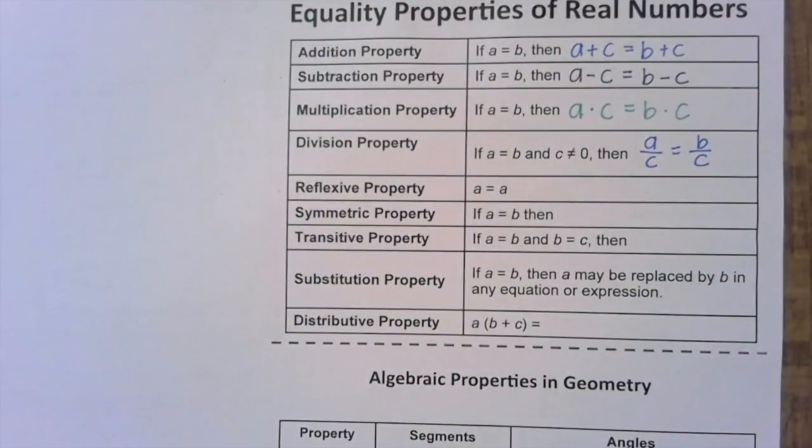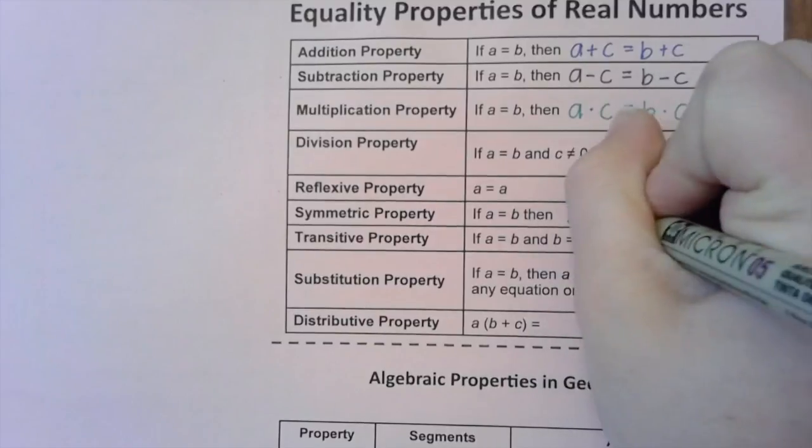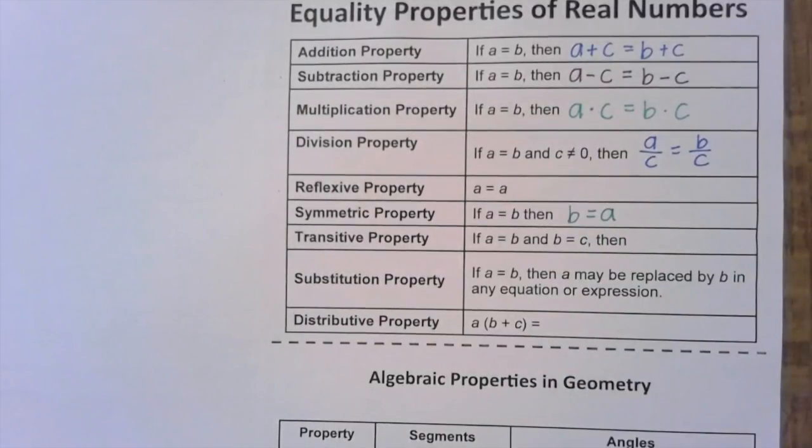Next we have the reflexive property, which is just that A equals A. So one thing equals itself. If it were 10, then 10 would equal 10. 15x would equal 15x. Then we have the symmetric property, which is if A equals B, then B equals A. So we can just flip-flop the two.